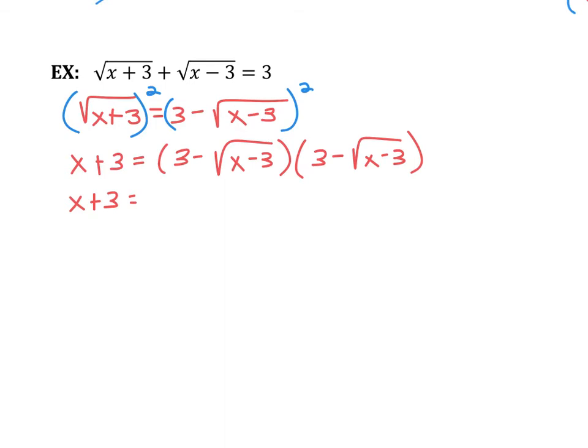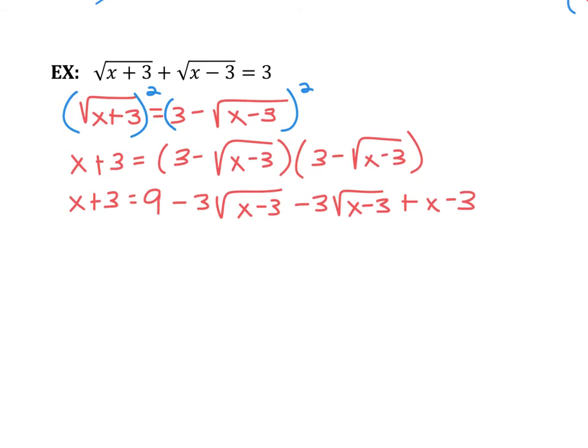All right, the right-hand side, when we FOIL this, the first terms will be 9. The outside terms will give us negative 3 times the square root of x minus 3. The inside terms will give us another negative 3 times the square root of x minus 3. And then the last terms will give us plus x minus 3. Now, you may need to pause the video and make sure you get that written down, as well as make sure that you understand why the answer is from the FOILing step you see written right here.